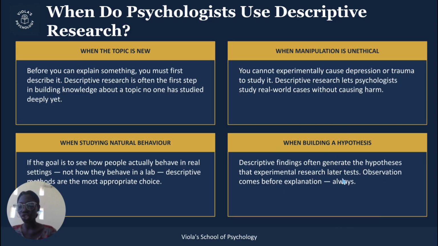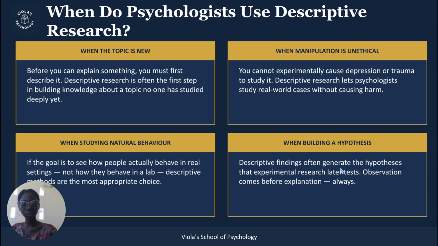Another situation to use descriptive research is when you're building a hypothesis. So descriptive findings generate the questions. All right. They are the ones that generate those statements, the hypothesis at that point. When you use the main methods to describe at that moment, a hypothesis is easier to build with your descriptive research.